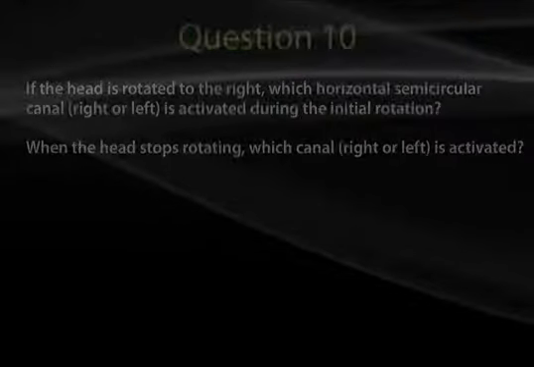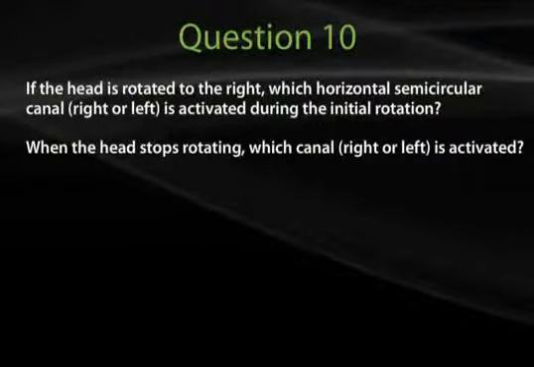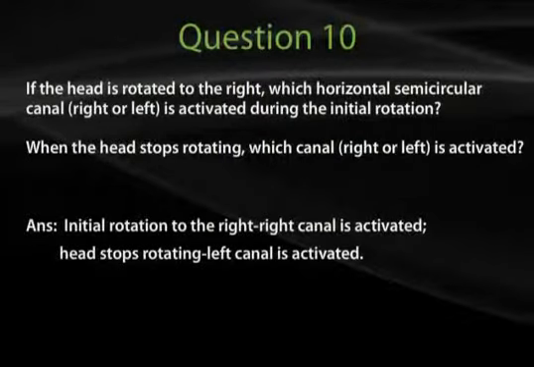Question 10. If the head is rotated to the right, which horizontal semicircular canal, right or left, is activated during the initial rotation? Also, when the head stops rotating, which canal, right or left, is activated? Initial rotation to the right, the right canal is activated. When the head stops rotating, the left canal is activated.